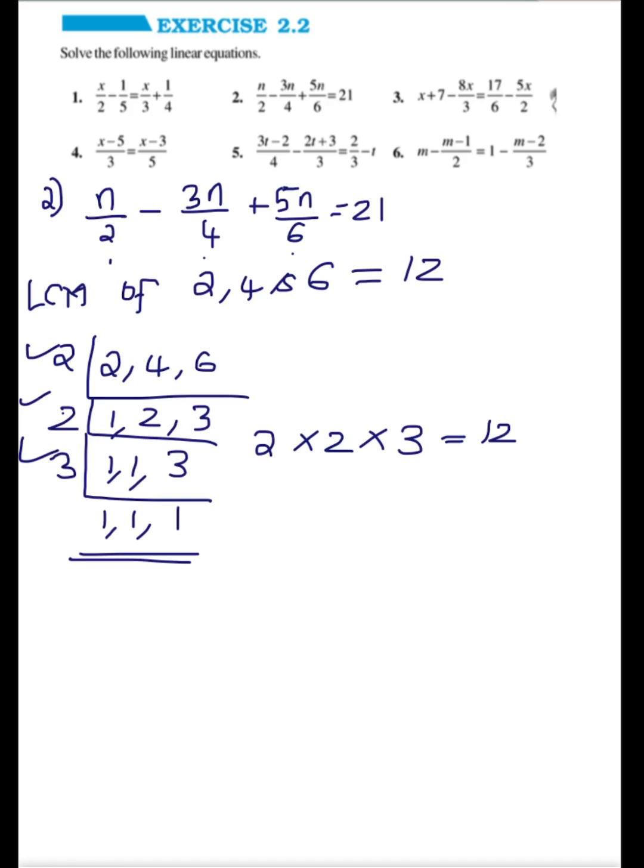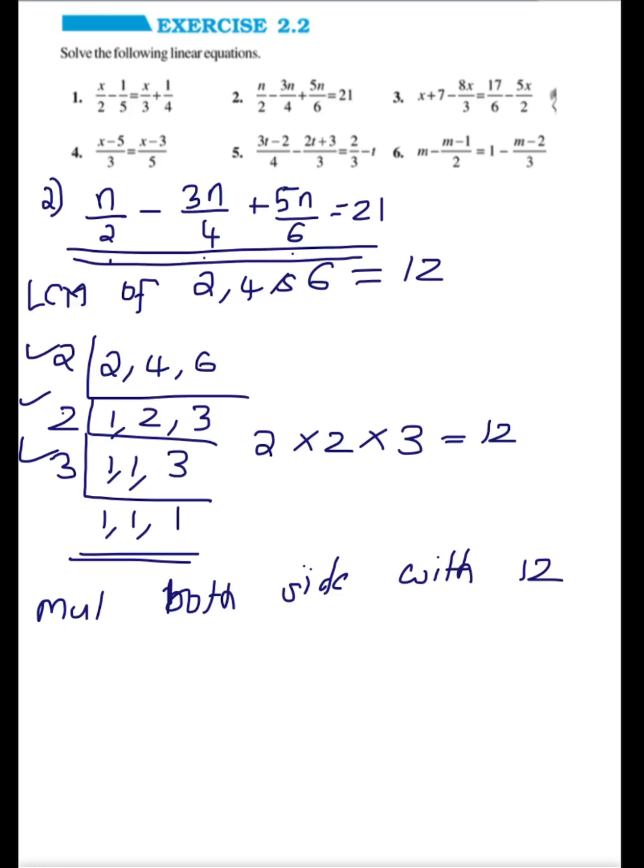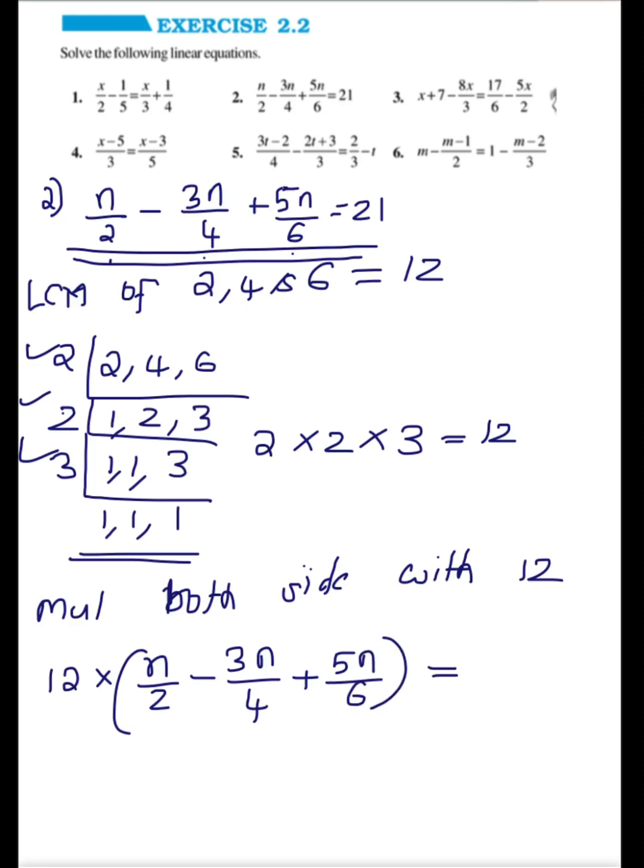Now what is the next step? You need to multiply both sides with 12, which is the LCM. So if we are multiplying both sides with 12 in this equation, what you will get? 12 into, what is on the left hand side, n by 2 minus 3n by 4 plus 5n by 6, is equal to 12 into 21. Both sides you are multiplying with 12.